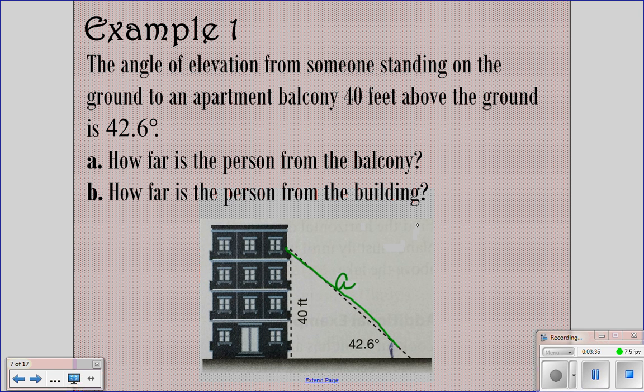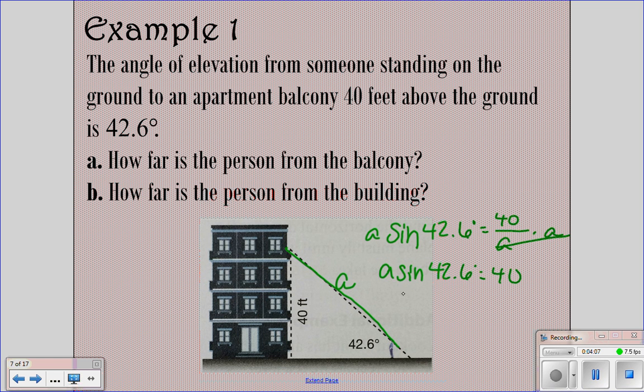So we're going to have to use either sine, cosine, or tangent. On this one, we have opposite and hypotenuse. So that's the sine. So we're going to do the sine of 42.6 equals 40 over A. And then we multiply both sides by A. And so we have A sine of 42.6 equals 40. And then we divide both sides by the sine of 42.6.